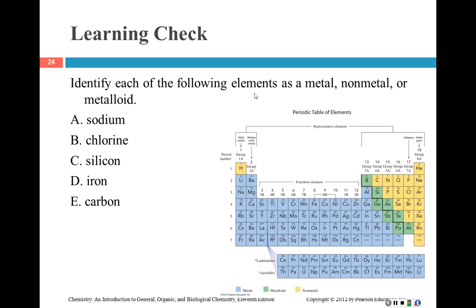So let's identify the following as either a metal, a nonmetal, or a metalloid. Sodium. What's its symbol first? You have to know that first. The symbol is Na. Is sodium a metal, a nonmetal, or a metalloid? It is in blue, so it is a metal. We also know because it's to the left of that jagged line. Chlorine is to the right, so it is a nonmetal. Silicon is touching the line. It's in green, so it's a metalloid. Iron is in blue, so it is a metal. And then carbon is up here, and carbon is a nonmetal. Very good.